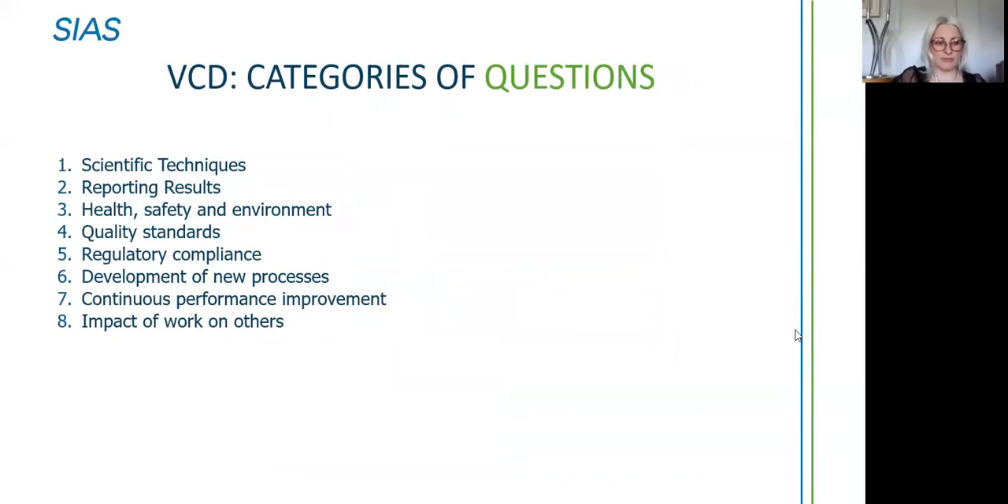So, categories of questions. These are the 8 categories of questions that your apprentices will be asked around during their VCD. They will always be asked a question 0. Question 0 is not marked, but it is very much to put them at ease. So if you are thinking along the lines of, talk to me a little bit about your job, it's just to put the apprentice at ease and get them into the mindset of what they're going to be doing.